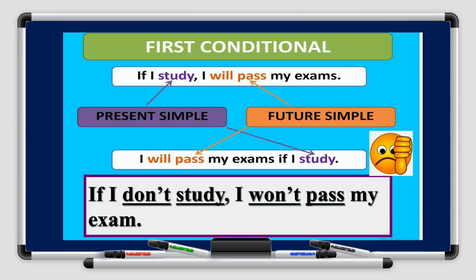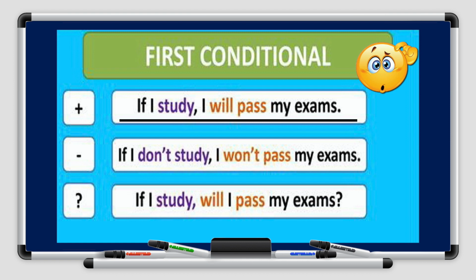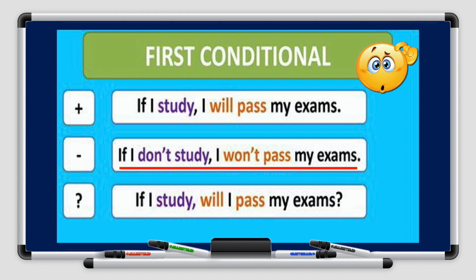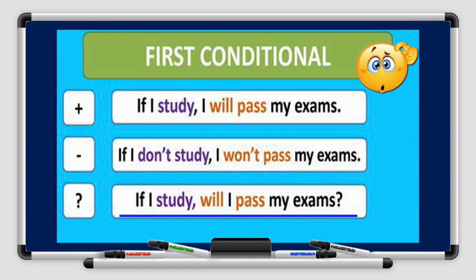Won't pass. More examples. Now this is an example in the affirmative sentence. If I study, I will pass my exams. Let's change it into negative. If I don't study, I won't pass my exam. We added don't because we have I, and we added won't for the second part before the verb. Now, what if we want to ask a question? If I study, will I pass my exam?